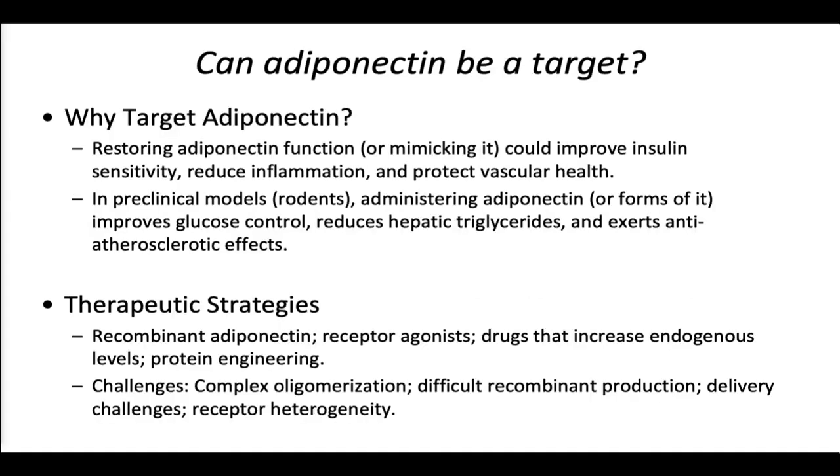So I'm going to stop at this last slide for adiponectin and then go into adiposity, because can adiponectin be a target? In short, probably not, even though restoring function looks like it could be attractive. And in preclinical models it works. Look at the challenges on the bottom. It's a complex oligomerization. It's difficult recombinant production. So you think about this as a drug. We may want to look at it as an indirect target, right? And I'll talk about that.